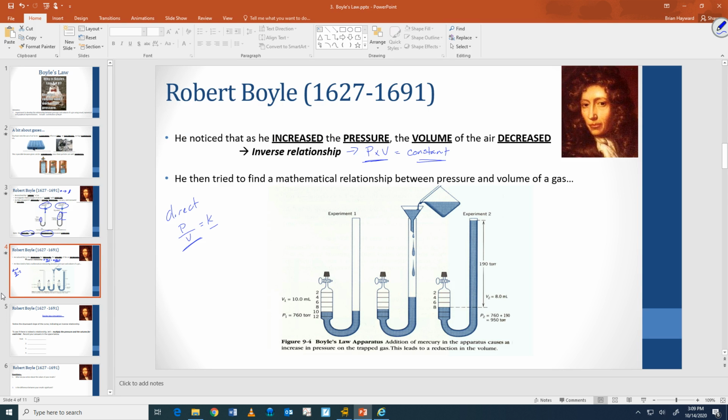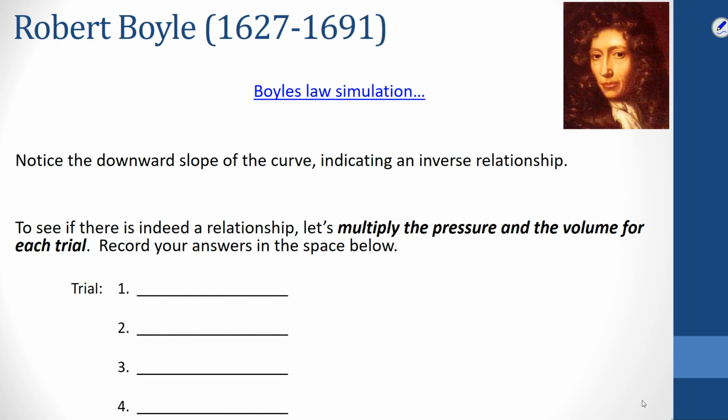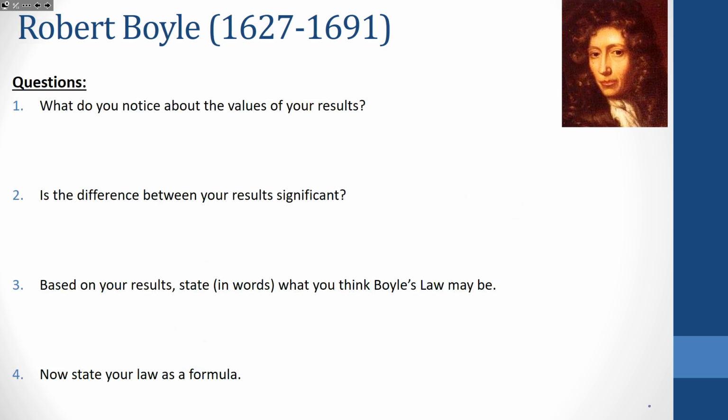So I'm going to transfer back to the notes here, and we're going to enter the data points in here. So we multiplied the pressure and the volume, so P times V, and we got a constant value of 150 for all 4 trials, give or take a little bit based on rounding. So now we go to the next bit. What do we notice about the values? Well, they are the same. Is there a difference between the results? Not really. And is it significant?